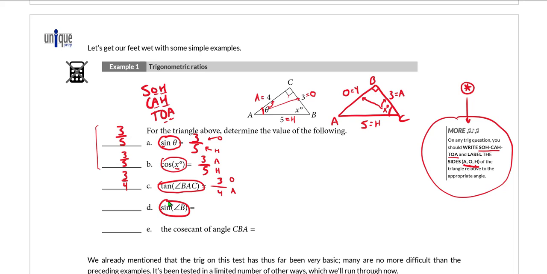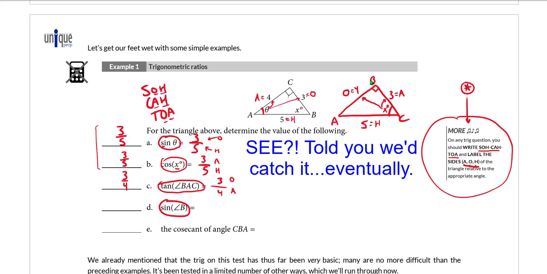And then sine of angle B, where am I now? I'm no longer at theta, I'm in this x angle, so I'm going to use this triangle over here where I labeled my sides relative to the x angle. So what is sine of angle B? I got these wrong. That's not correct. This should have been C, and this should have been B.